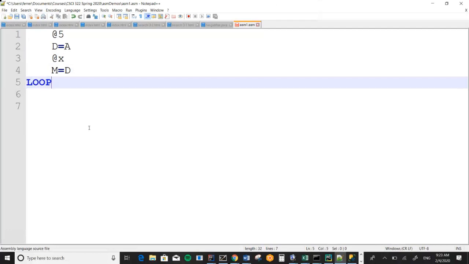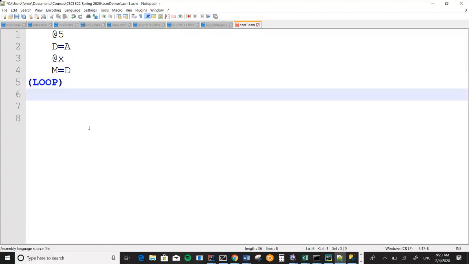So I'm going to declare a label. The convention with labels is that you use all capital letters for them. I think I was supposed to surround it with parentheses. Typically, labels we put on lines by themselves. Notice that introducing a label doesn't actually generate a machine language instruction. It just says, give this variable the value of the address of the next instruction.